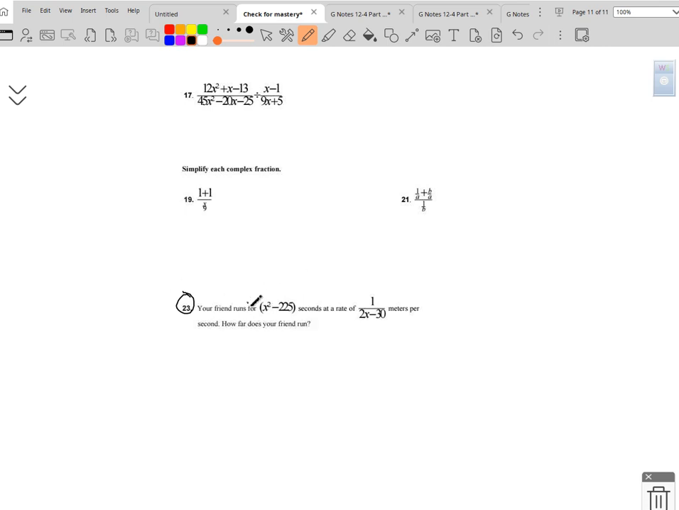So this says your friend runs for some amount of seconds. So let's say 100 seconds, right? He runs for 100 seconds. And instead of saying 1 over 2x minus 30 meters per second, let's say he runs 5 meters per second, okay? So if he's running for 100 seconds at 5 meters per second, what do I have to do to figure out how far he ran? What do you think? Jacob, what do you think? He ran for 100 seconds. That's how long he ran from start to finish. He ran 5 meters per second.